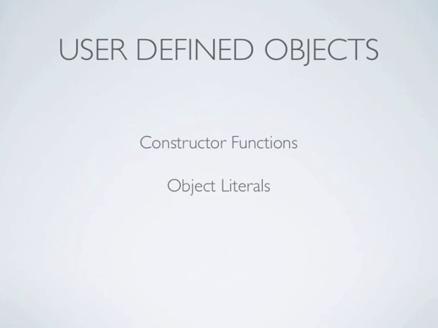Now that we have some kind of idea of what constructor functions look like and how to play with objects from that perspective, let's just look real quickly now at object literals. They're quite a bit simpler, I think, and let's just see how it's done.